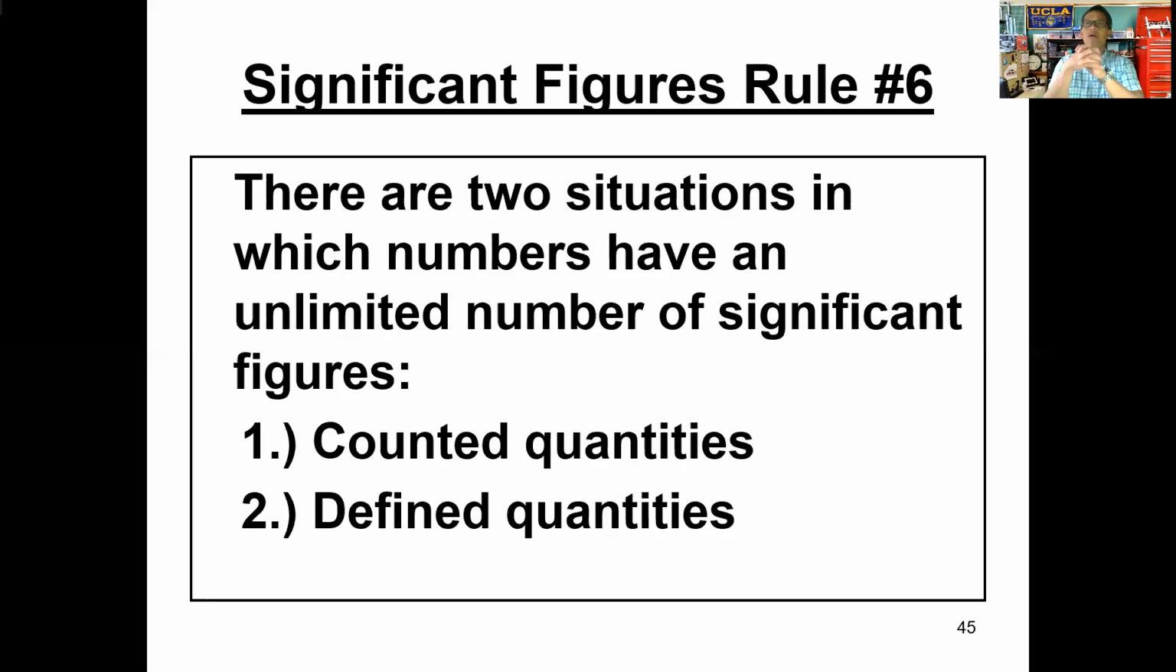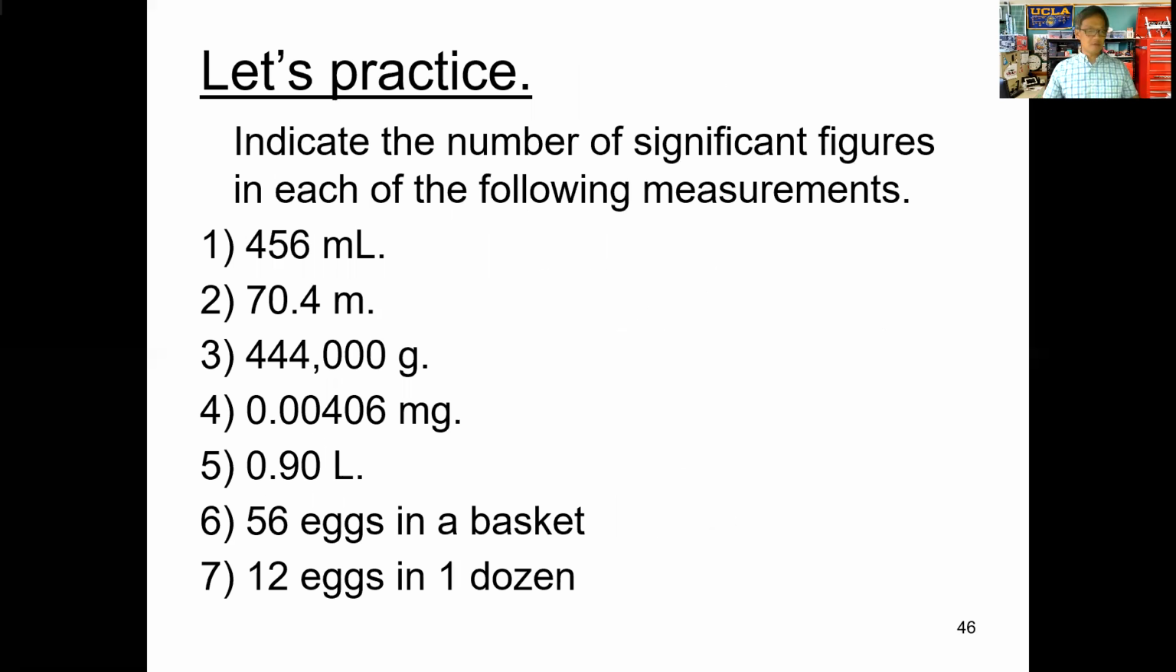And so therefore then we say that we have an unlimited number of significant figures. And that's only going to be true for these two conditions here. Make sure you keep that in mind as we go through this. All right, very good. Let's go ahead and practice this. Let's take a look at these seven numbers here, and let's work through this.